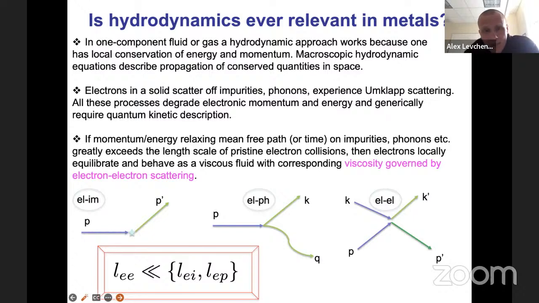Nevertheless, there are regimes where this picture is actually possible. This is the regime when the length scale of momentum-conserving electron-electron collisions becomes the shortest length scale in the problem. So when we think about a flow of, I don't know, oceans or coffee in a cup, we are not interested in the length scales of intermolecular scattering.